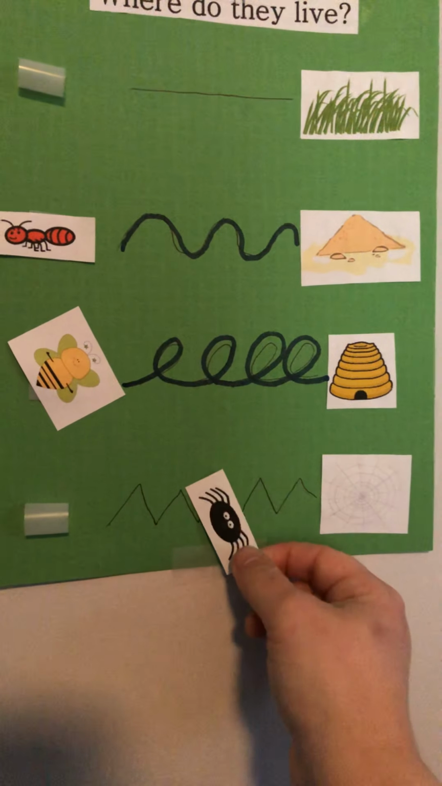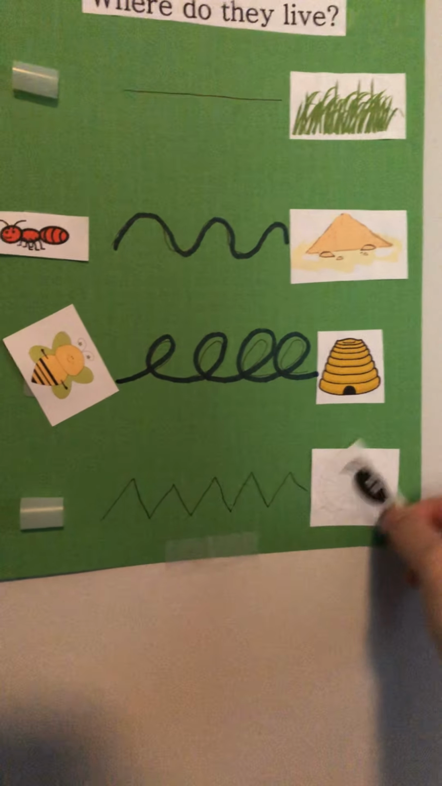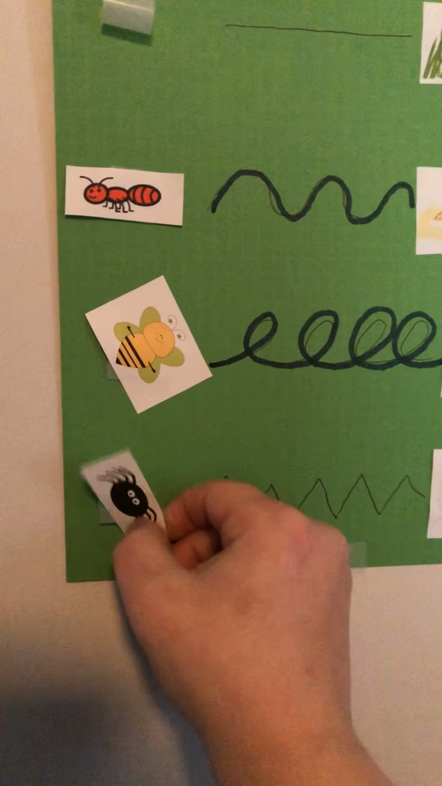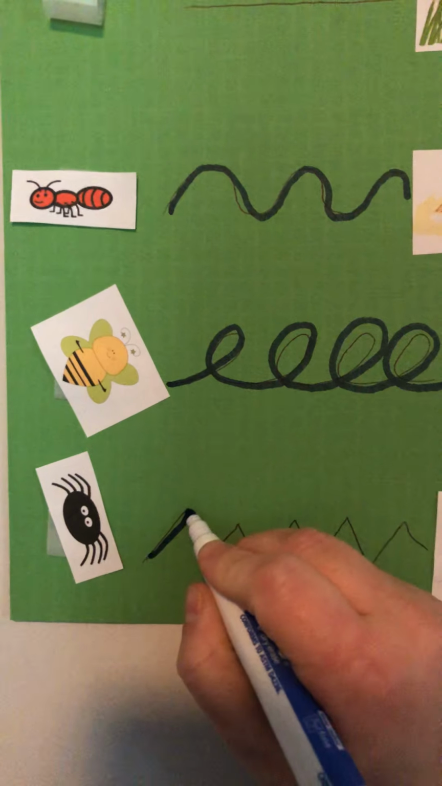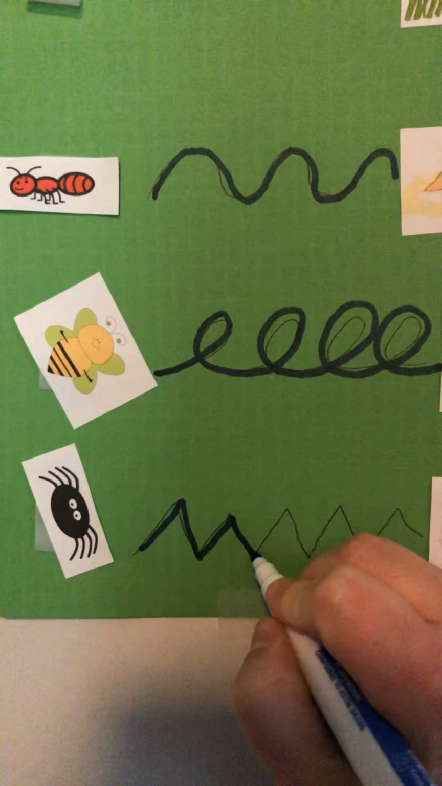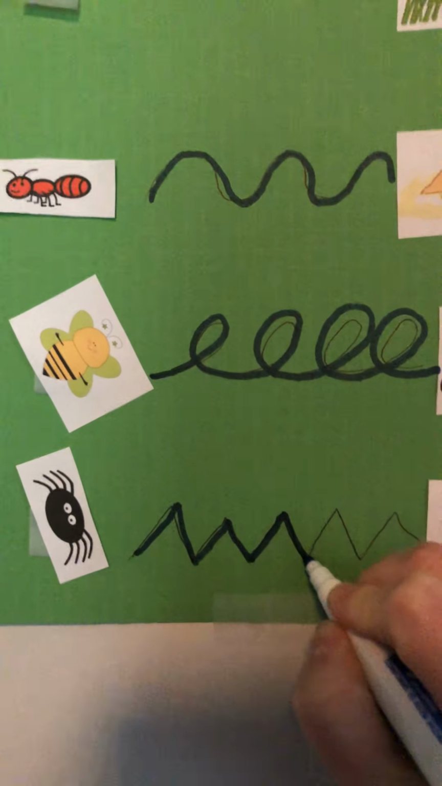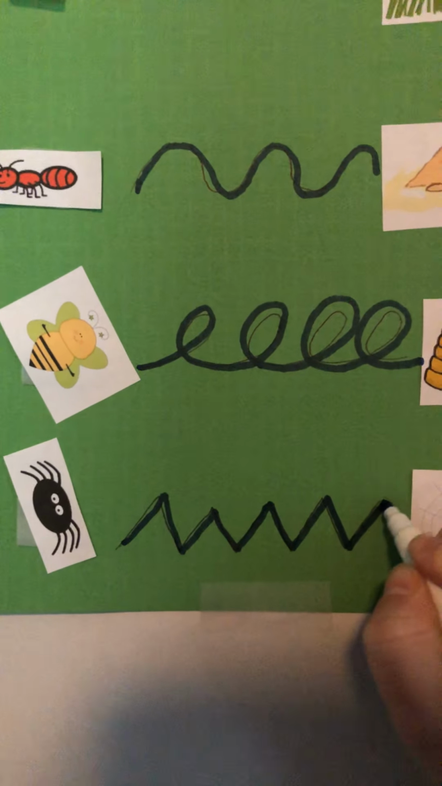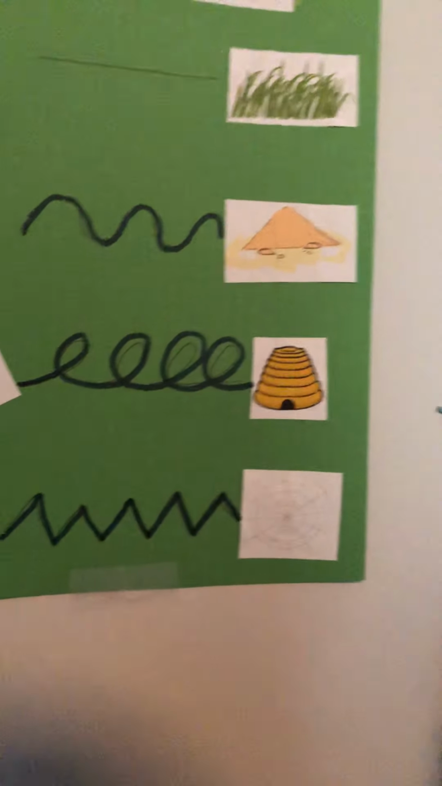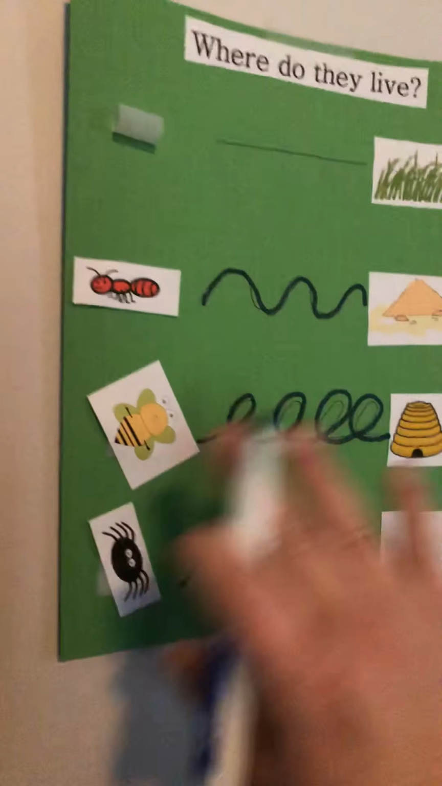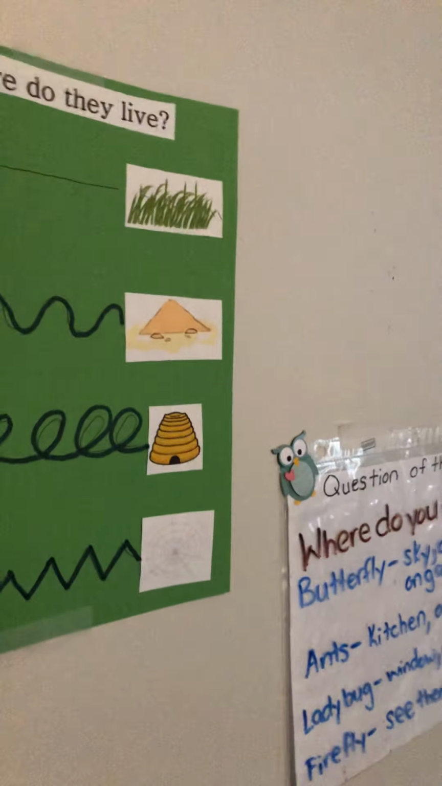And this is how spiders move. They go up and down, up and down. Alright, so I'm going to attach him over here, and I'm going to get a marker and trace the line. So you can have your child trace the lines, or you can have them just make them. That's even better. They just make different lines, different straight lines. This is a zigzag line. You can have them make curved lines. Just have them try to travel to where they live.